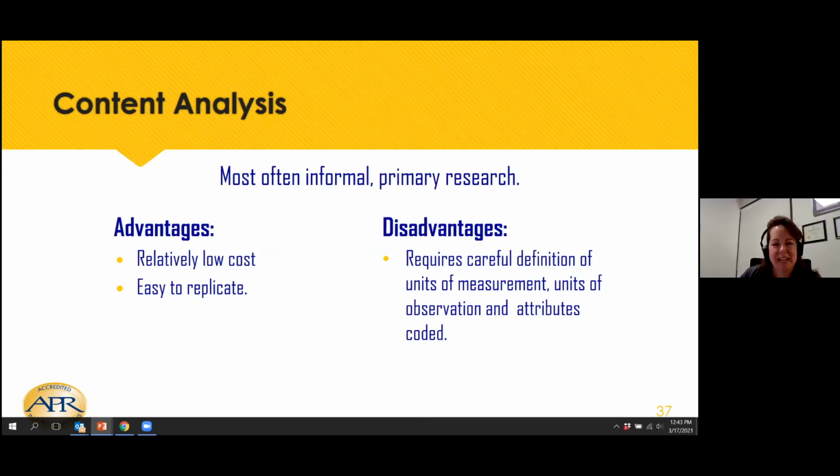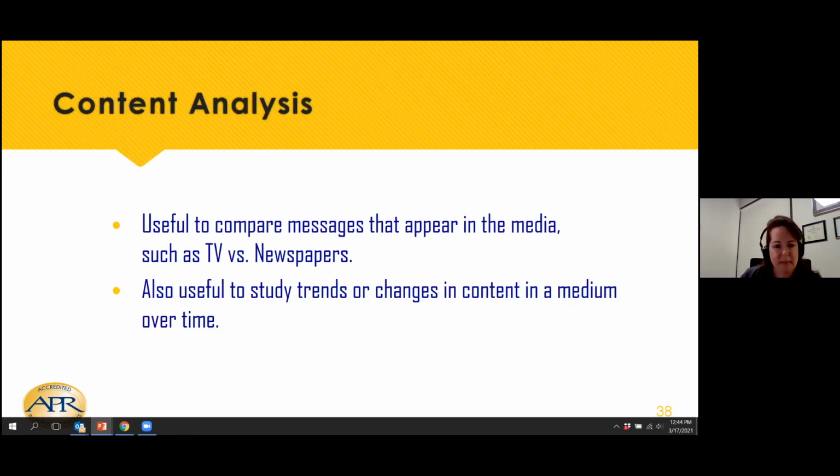There. So content analysis is considered informal primary research. Okay, so you're doing this yourself. You're looking at all of your media coverage. So it's pretty informal. Your advantages are relatively low cost, easy to replicate. Disadvantages include requiring careful definition of units of measurement, units of observation, and attributes coded. Content analysis can be useful to compare messages that appear in the media, such as TV versus newspaper. Also useful to study trends or changes in content in a medium over time.